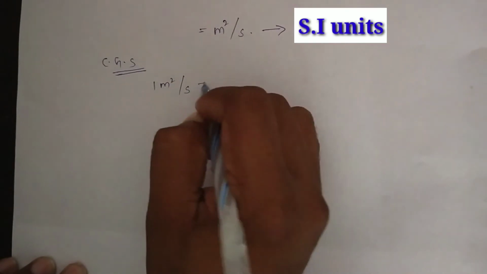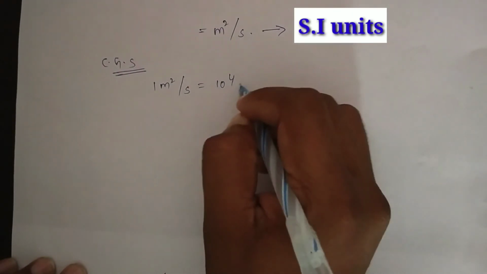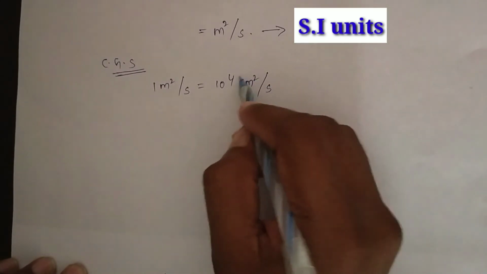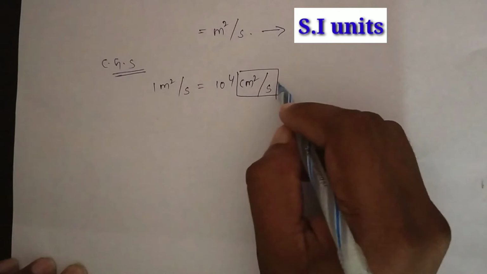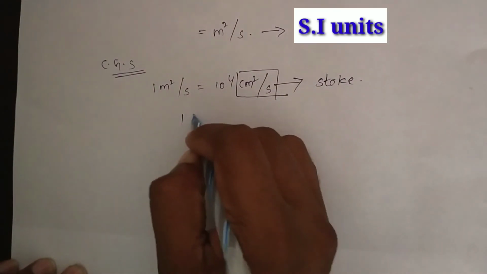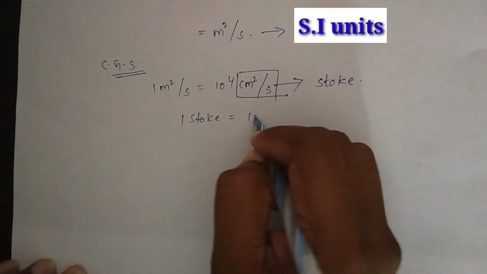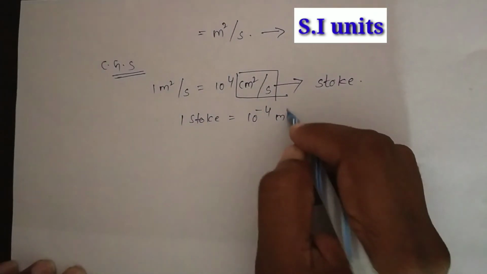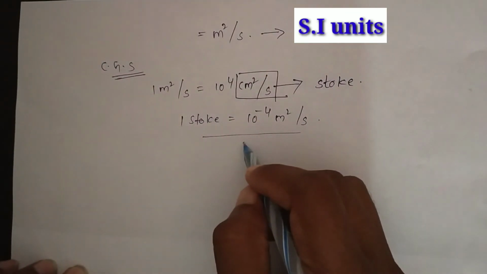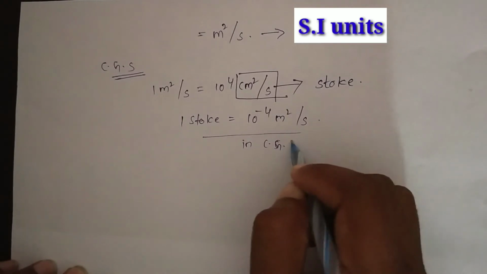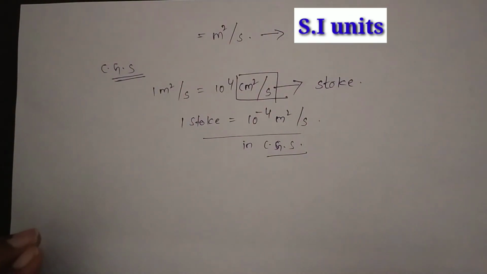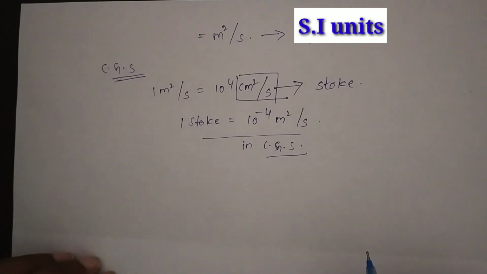1 meter square per second is equal to 10 to the power of 4 centimeter square per second. Now this centimeter square per second is called stokes. Now 1 stokes is equal to 10 to the power of minus 4 meter square per second. This is the units of kinematic viscosity in CGS system. Now these are the units of both dynamic viscosity and kinematic viscosity we discussed.